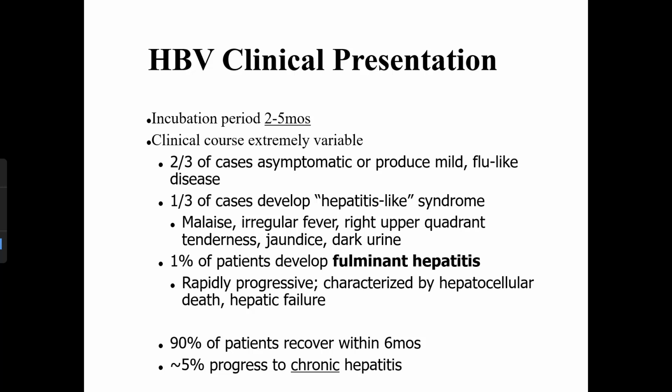Clinical presentation. Incubation period is 2 to 5 months, so an extremely long incubation period. Clinical course is extremely variable. 2/3 of cases are asymptomatic or produce mild flu-like symptoms. 1/3 of cases develop a hepatitis-like syndrome: malaise, irregular fever, right upper quadrant tenderness, jaundice, dark urine. 1% of patients develop fulminant hepatitis. It's rapidly progressive and characterized by hepatocellular death and hepatic failure.